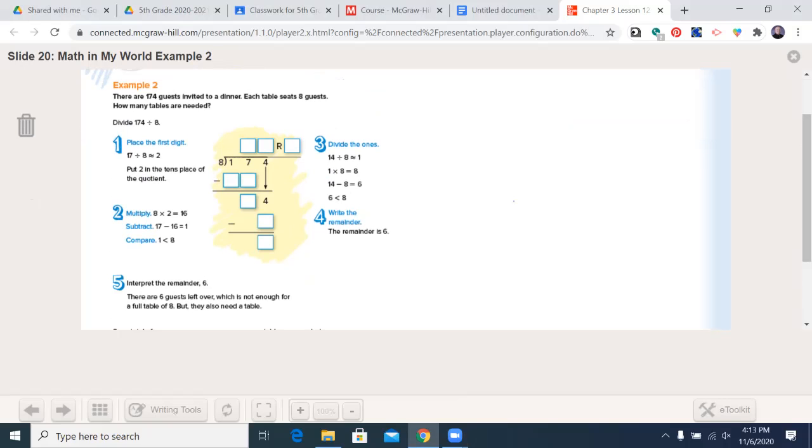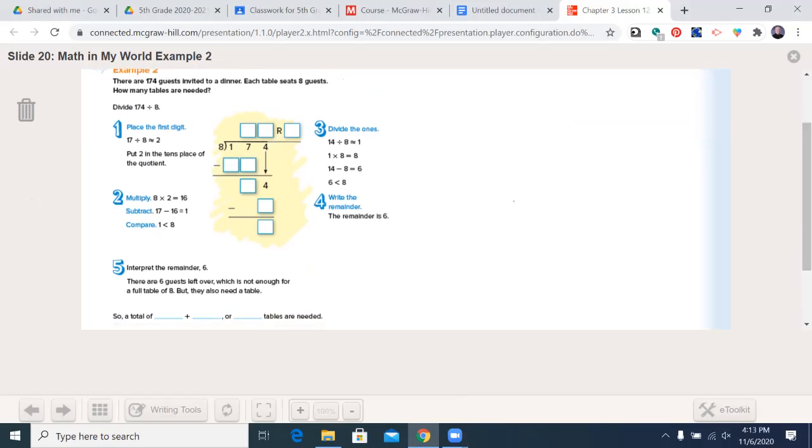There are 174 guests invited to a dinner. Each table seats 8 guests. How many tables are needed? Let me grab my annotation tool, my text here. 8 goes into 17 twice. Notice that we just assume we're going to have to place the first digit because 8 doesn't go into 1.